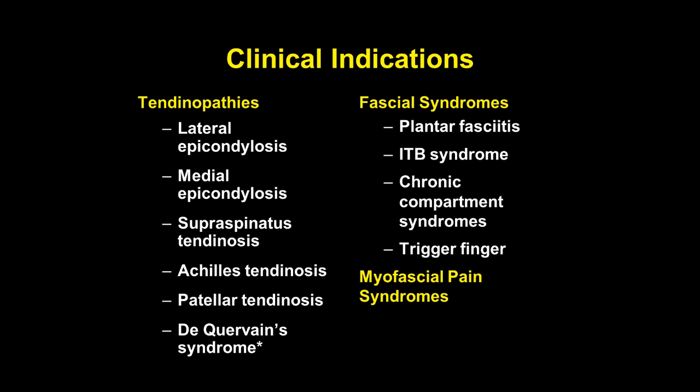These are the clinical indications. They are the same as they would be for any system of soft tissue mobilization. And looking at this list, if you are interested in research, we have empirical evidence looking at epicondylosis, supraspinatus tendinosis, Achilles. We have plantar fascial, at least case series.